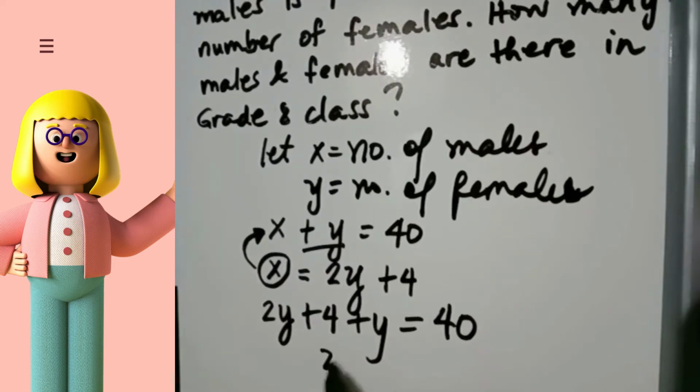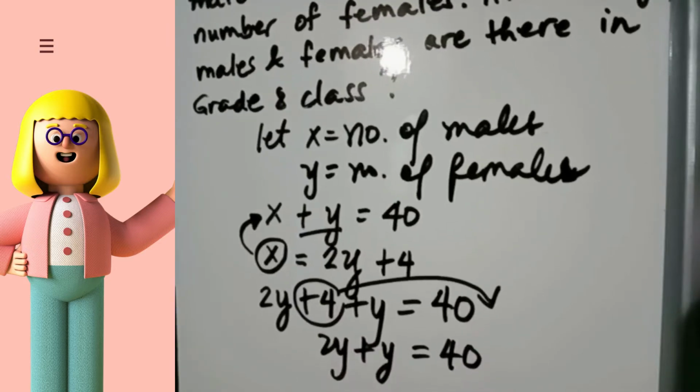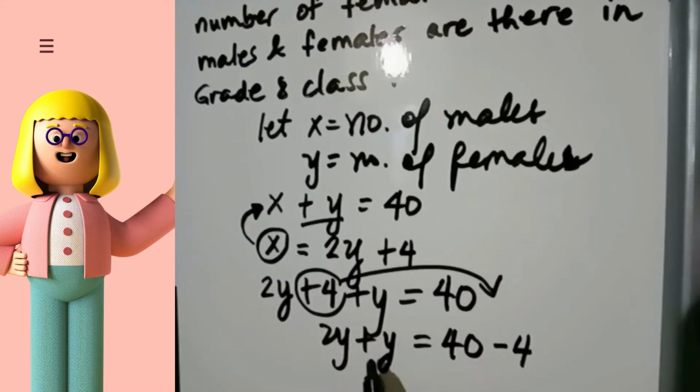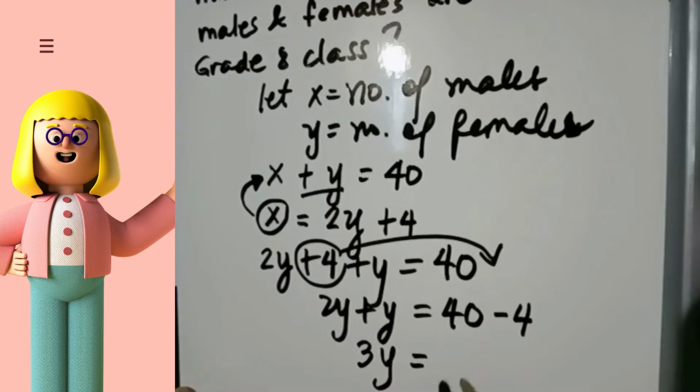Okay, and afterwards, let's combine it, combining like terms. So you have 2y plus y is equal to 40, and then the number 4 is transposed to the right side. When you transpose this to the right side of the equation, positive 4 will become negative 4. And then 2y plus 1y, which is the invisible one here, so you have 3y is equal to 40 minus 4. You have 36. Very good. And then dividing both sides by 3.